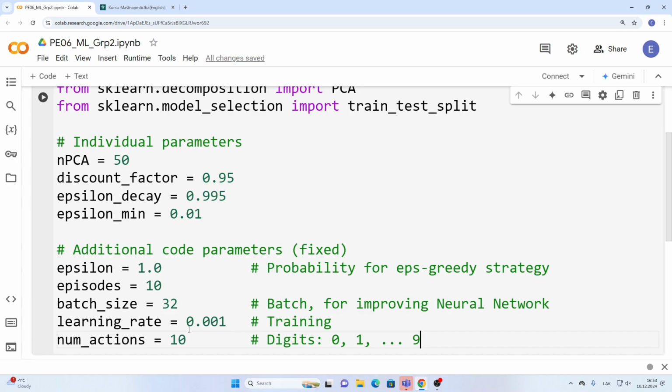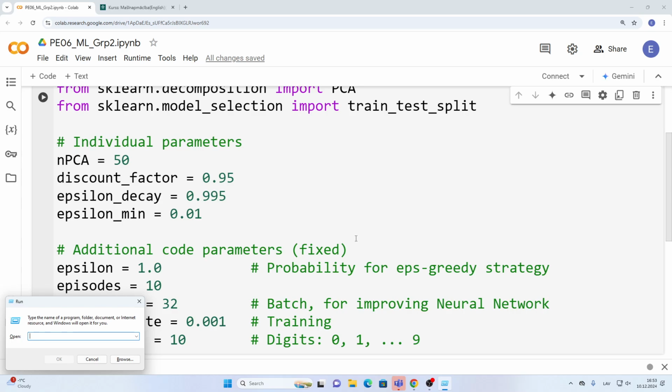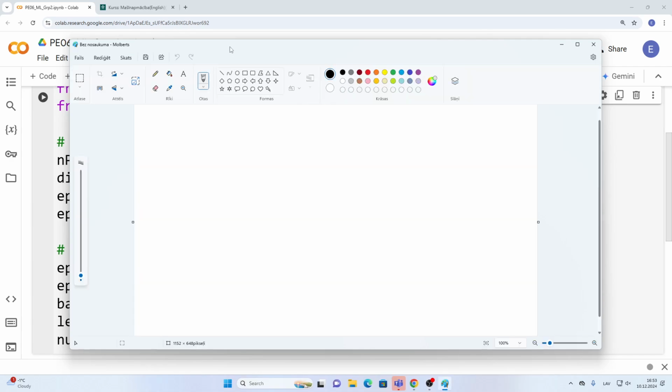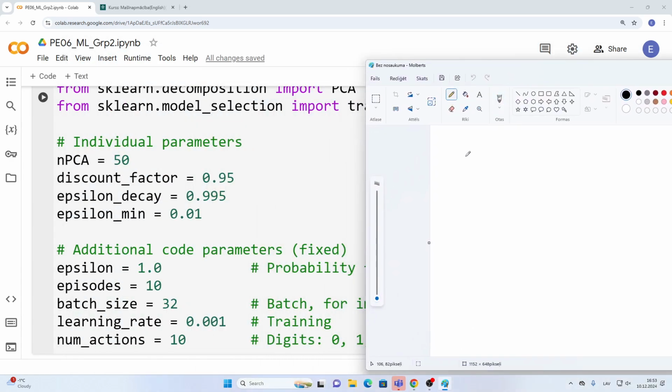So 10 different digits. So in our case of reinforcement learning, let's maybe cover what's going to be what. As you know, a reinforcement algorithm works with states. And in our case, the state is a picture of handwritten digits, 1, 2, etc. Maybe let's summarize it so that it also gets to the video record. So you have a handwritten digit of, let's say, picture 1, and that is our state.